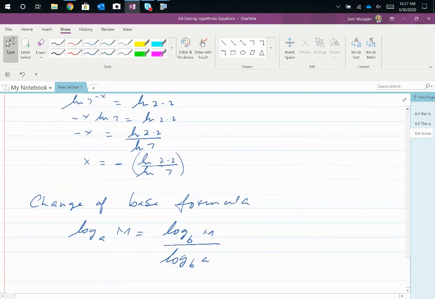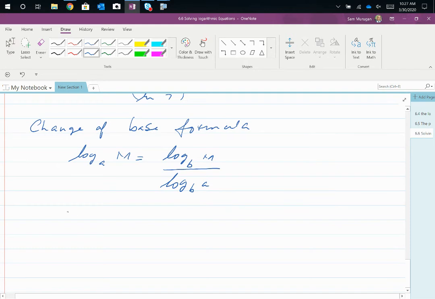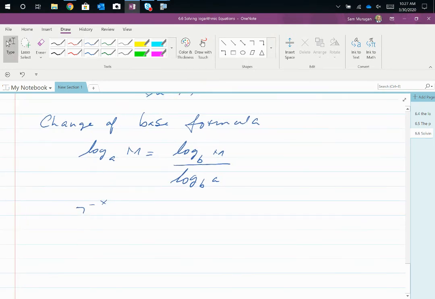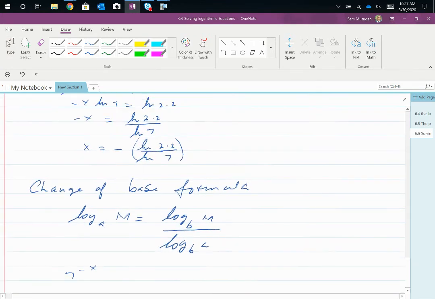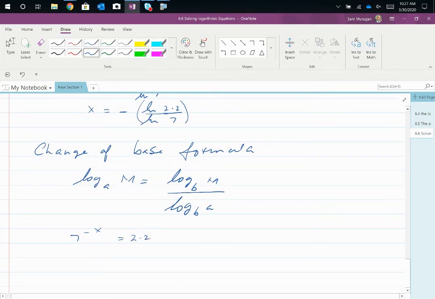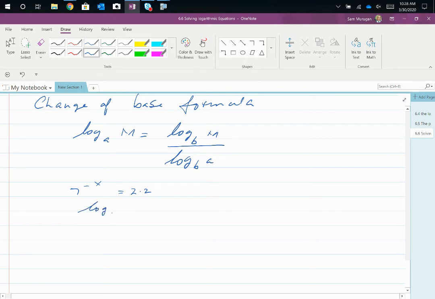I'm showing you this formula because if I were to take this same problem, 7 to the power negative x is equal to 2.2, and rewrite it in the logarithm form, it would be log base 7 of 2.2 is equal to negative x, so x would be equal to negative log base 7 of 2.2, and then if we use the change of base formula, this would be log 2.2 over log 7.